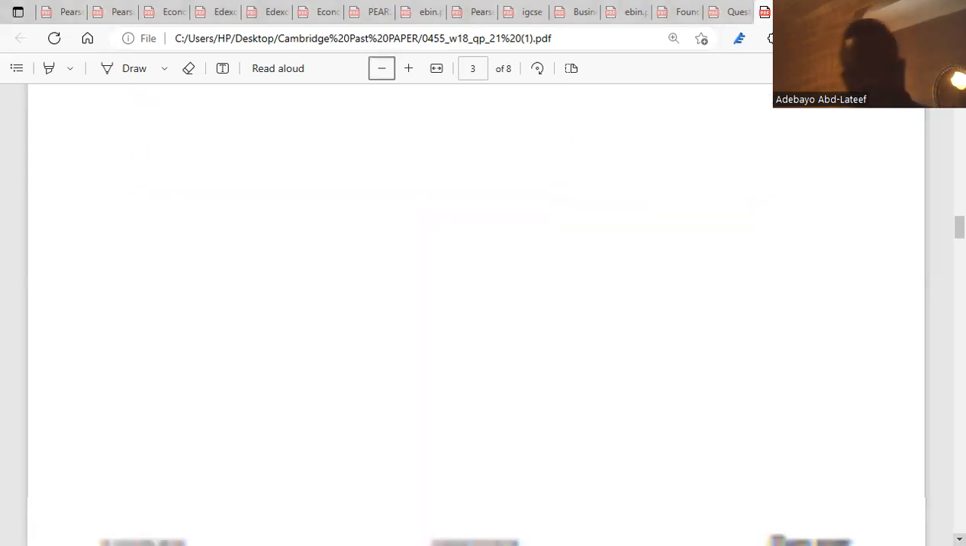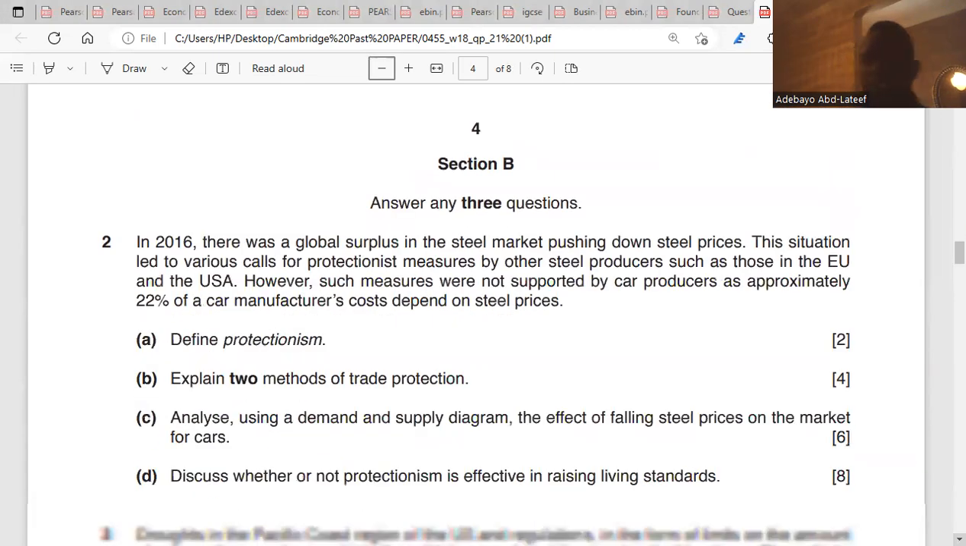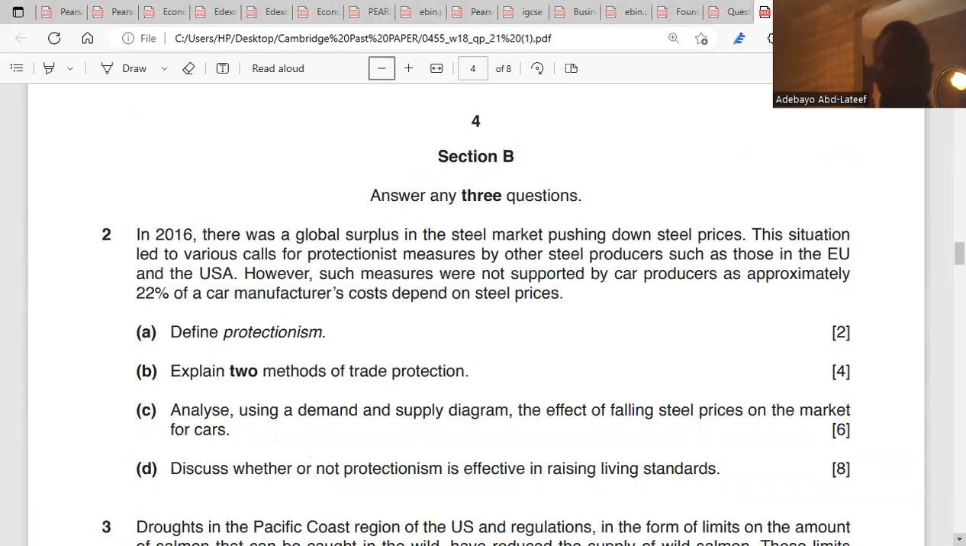Question 2. Please read. In 2016, there was a powerful surplus in the steel market, pushing down steel prices. This situation led to various calls for protectionist measures by other steel producers such as those in the European Union and the USA. However, such measures were not supported by car producers, as approximately 22% of the car manufacturers' costs depend on steel prices. So car producers don't want to support that.